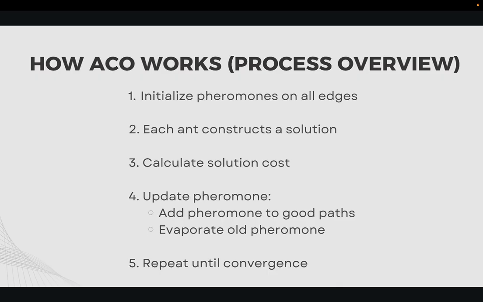So, let us see how ant colony optimization works. This is the process flow. First step is to initialize pheromone on all edges. Second step is each ant constructs a solution. Third step, calculate the solution cost. Fourth step, update pheromone, where we add pheromone to good paths and then evaporate old pheromones. We repeat all these steps until convergence.